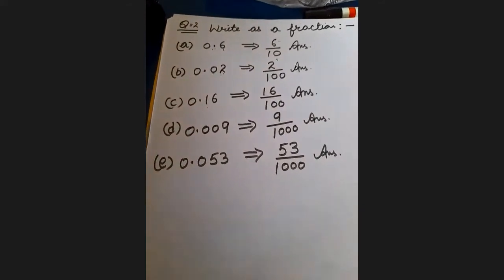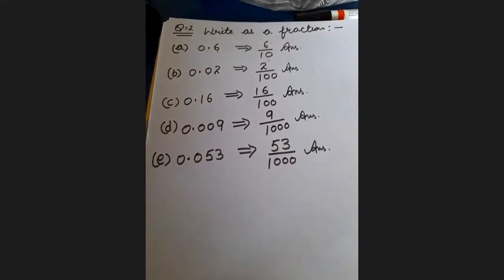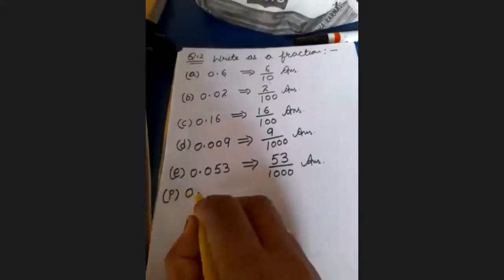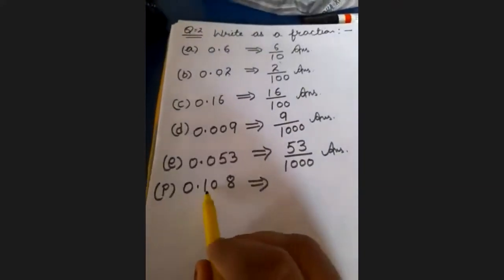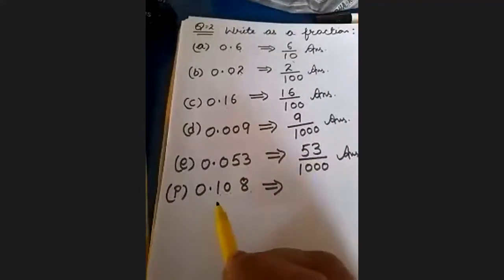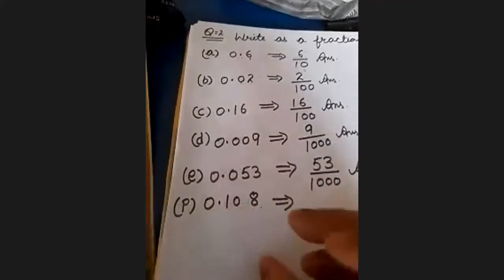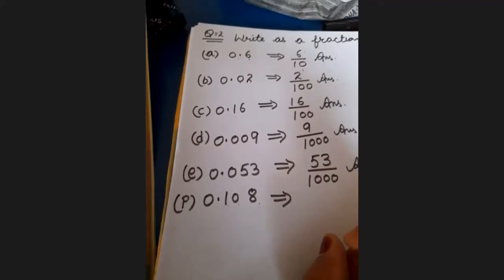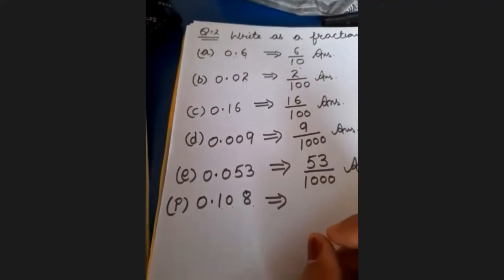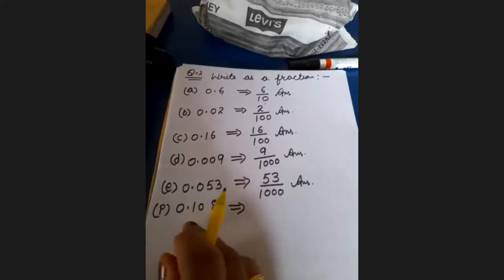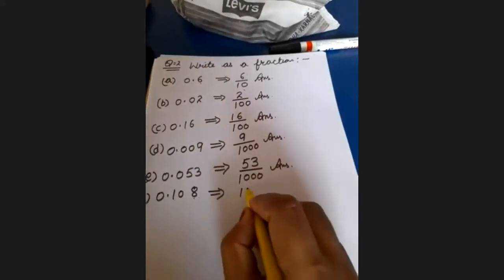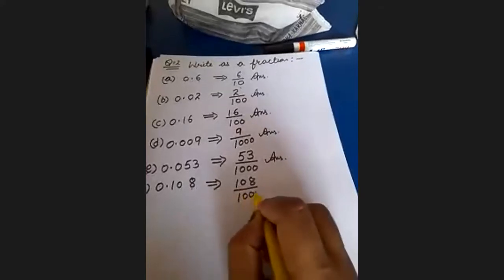Next is part F, 0.108. Now, students, after the decimal, we have 3 digits, 1, 0, and 8. So we write denominator 1000. So our fraction is 108 upon 1000.